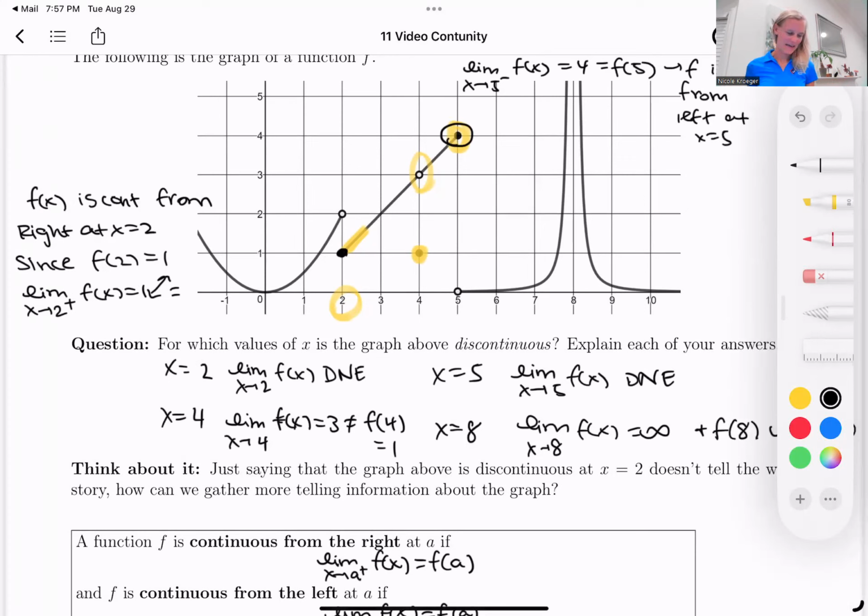And then the function is neither continuous from the right nor the left at 8, since f of 8 is not defined. Okay, continuity is really going to be an important basis for a lot of the theorems we talk about later in the semester. So that's why we're talking about continuity now.